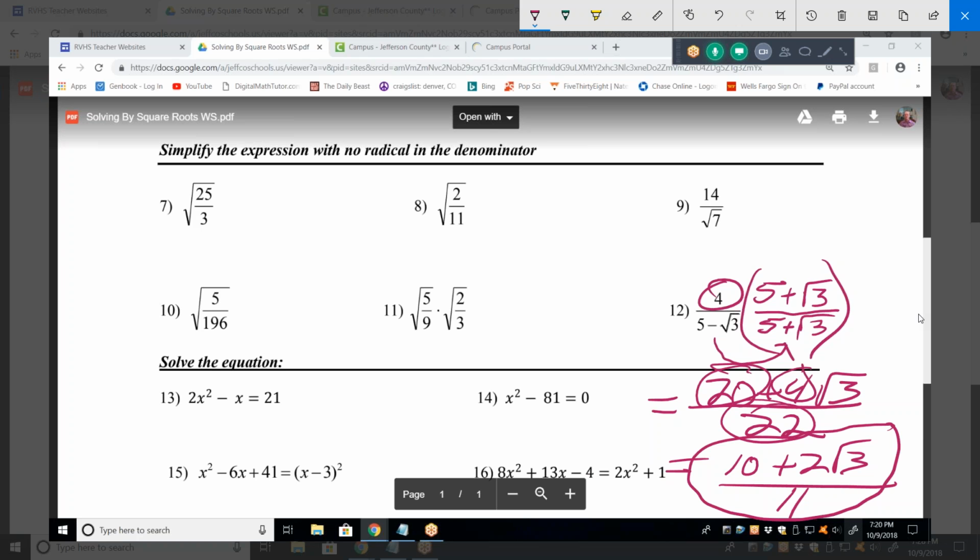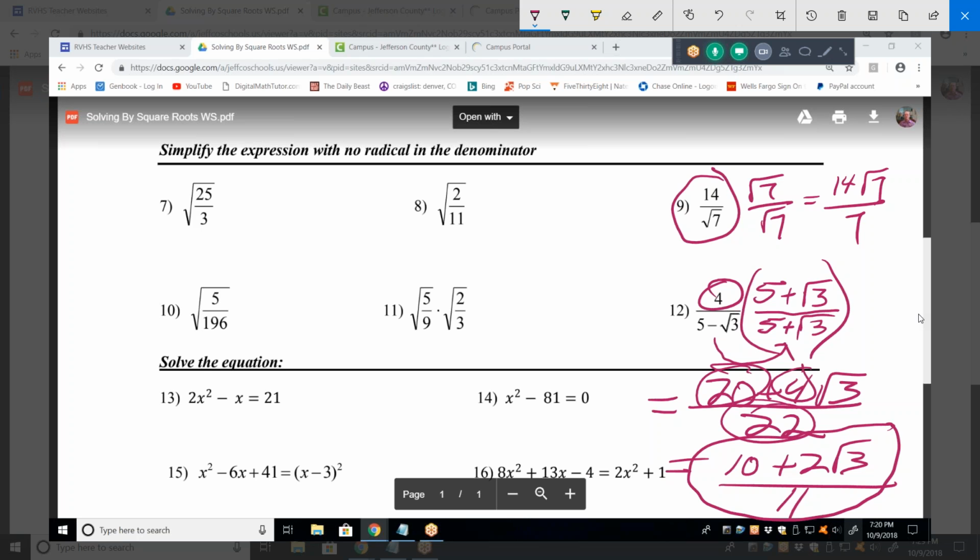Okay? So you have a couple of types here. You have this type where you just have, number 9, an irrational denominator. That's easy to handle. I'm going to multiply it by root 7 over root 7. What does that give me? It gives me 14 root 7 in the numerator. It gives me 7 in the denominator, but now I can simplify that.